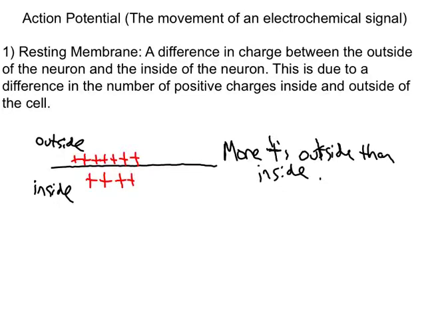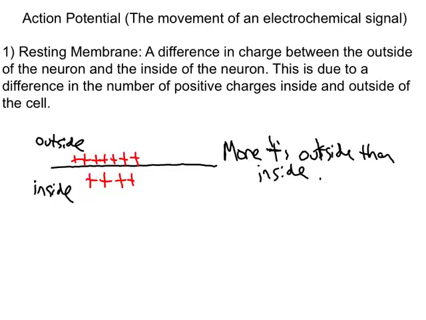neurons always start in this process as a resting membrane. In a resting membrane, there's a difference in charge between the outside of the neuron and the inside of the neuron. This is due to a difference in the number of positive charges inside and outside. As you can see in the picture here, there are a greater number of positive charges on the outside than there are on the inside. So because there's a greater number of positive charges on the outside, we say the outside is positive, and there's a lesser number of positive charges on the inside, so we say the inside is negative. It's not really negative, it's just negative with respect to the outside.